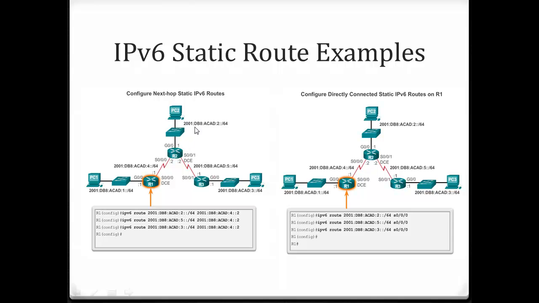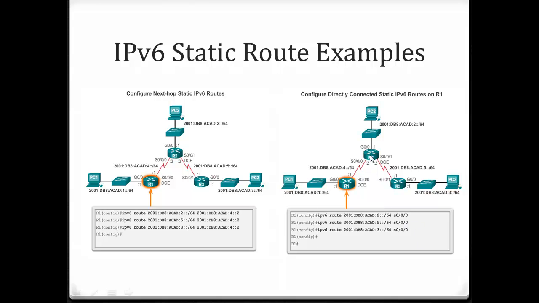We are specifying this network address, and then we're specifying the next hop that we would send to get to it. And we're specifying this address right here, 2001:db8:acad:4::2. And here that is, 2001:db8:acad:4::2. I'll just pick a random one here that does not have an example listed.